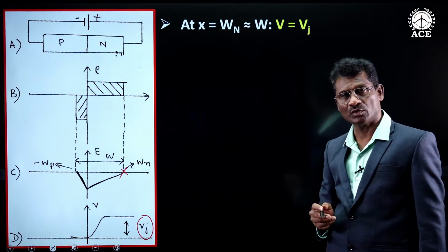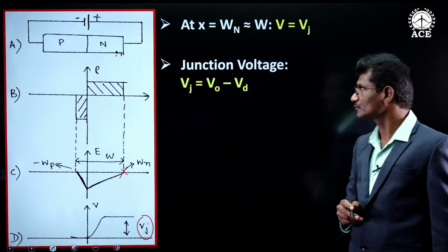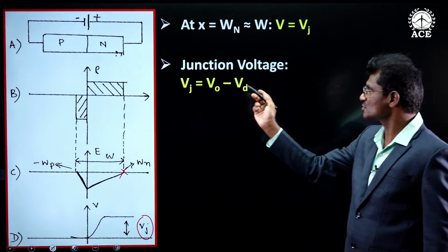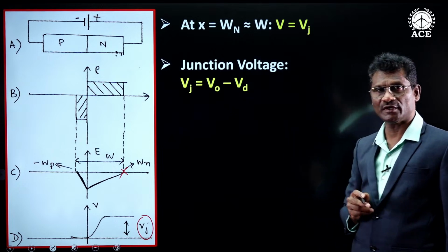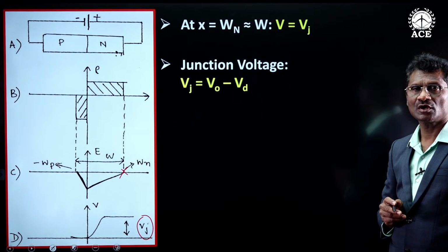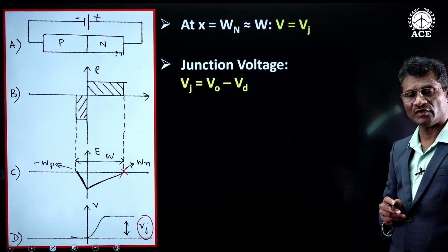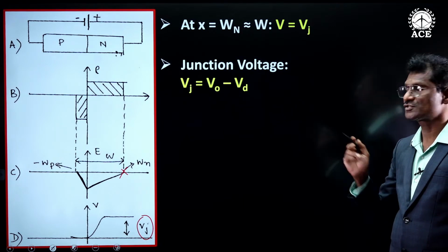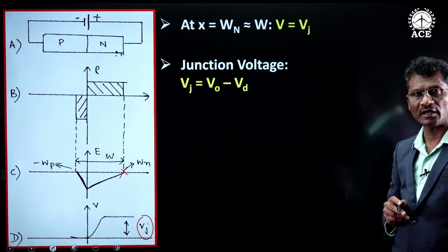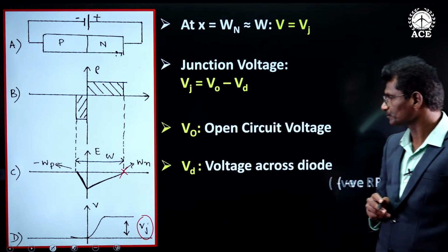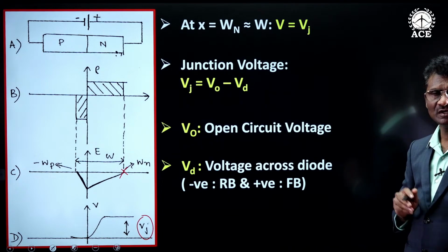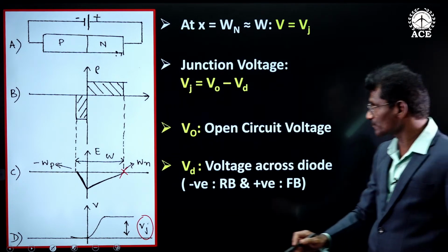Let us see what is the meaning of this Vj. It is called junction voltage, which is defined as V0 minus Vd, where V0 is open circuited contact potential and Vd is voltage across diode. It will be positive for forward bias and negative for reverse bias. Let us see how this Vj gets affected in forward bias and reverse bias.